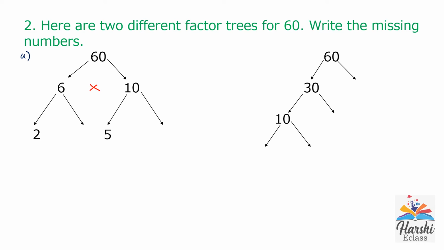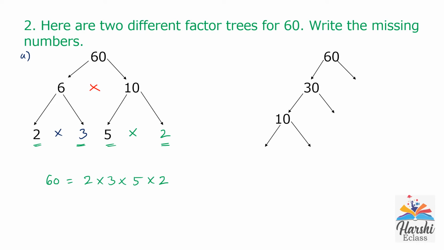Now 6 can be written as 2 3s are 6. 2 and 3 both are prime numbers. Now 10 can be written as 5 2s are 10. 5 and 2 both are prime numbers. So the prime factorization of 60, based on this factor tree, is 2 multiplied by 3 multiplied by 5 into 2. 2 3s are 6, 6 5s are 30, 30 2s are 60.